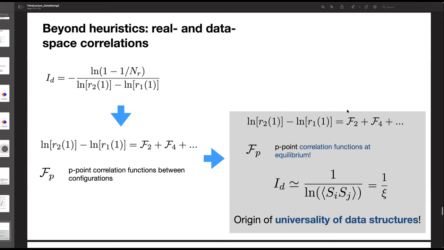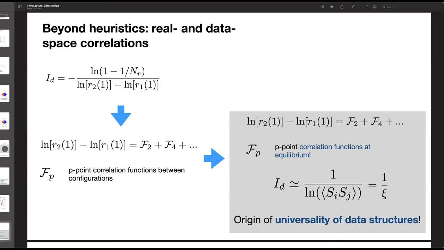And now you can see that the most slowly decaying correlation function at equilibrium is the two-point one. If we write that ID is proportional to 1 divided by the logarithm of this correlation function, well, this correlation function decays as exponential of minus R divided by Xi. So this implies that ID is proportional, close to the critical point, to the inverse correlation length. So this is proving two things. First, ID has to be minimal at the critical point because it's the largest correlation. It will not go to zero because this is only the first correlation. Of course, there will be other stuff that make it finite, but it has to be minimal.